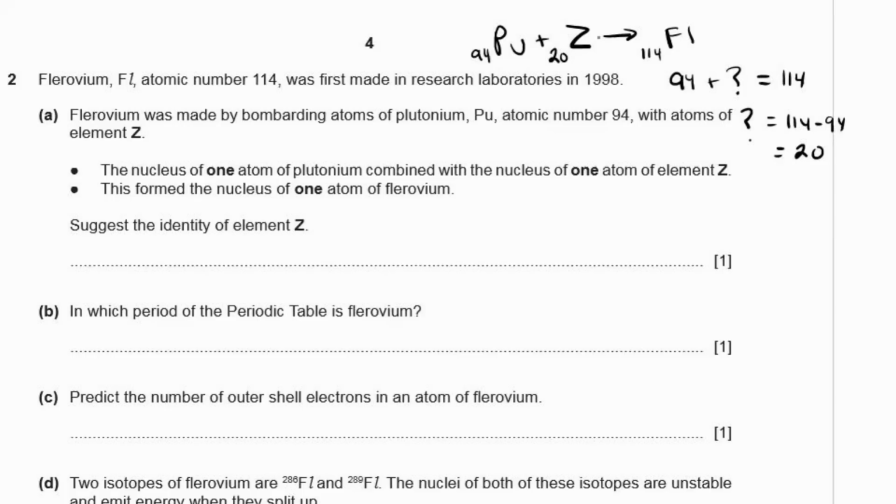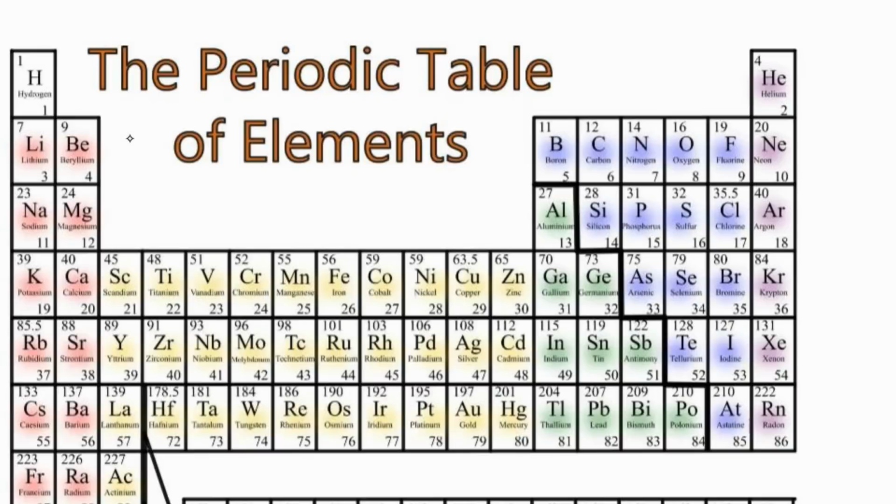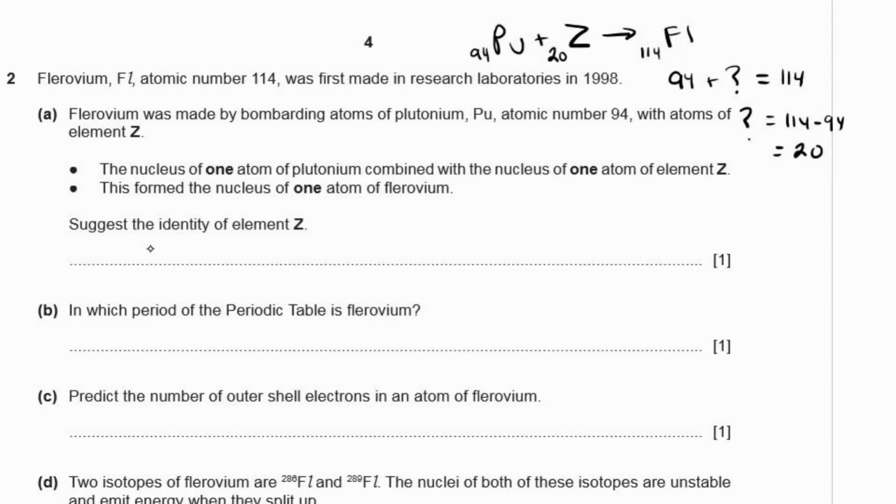Now we have to look at the periodic table to figure out which one this is. Okay, so element 20, we're looking at the atomic number or proton number. That is right here. So element 20 is calcium. All right. So the answer they're looking for is calcium. Okay, good. B, in which period of the periodic table is flerovium?